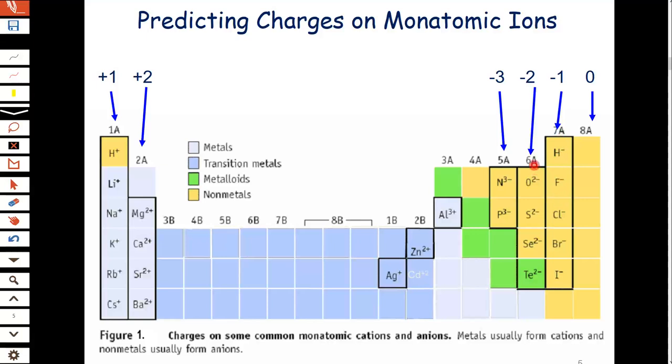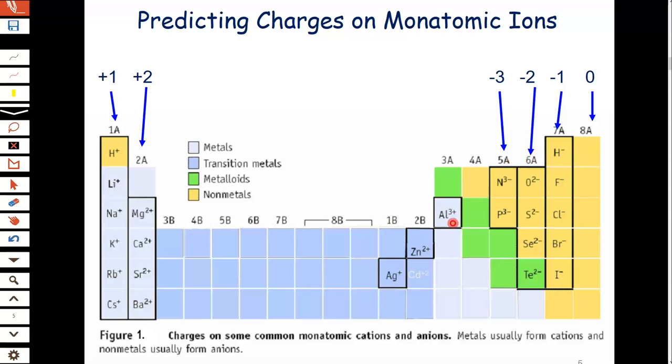16th group elements like oxygen, sulfur, selenium will form a negative 2 ion. Only negative 2 ion, and oxygen sometimes will form a peroxide, of course, but most of the time this is the case. Nitrogen and phosphorus in the 15th group, or 5th main group, will form a negative 3 ion, because there's a distance of 3 between the 5A and 8A group.